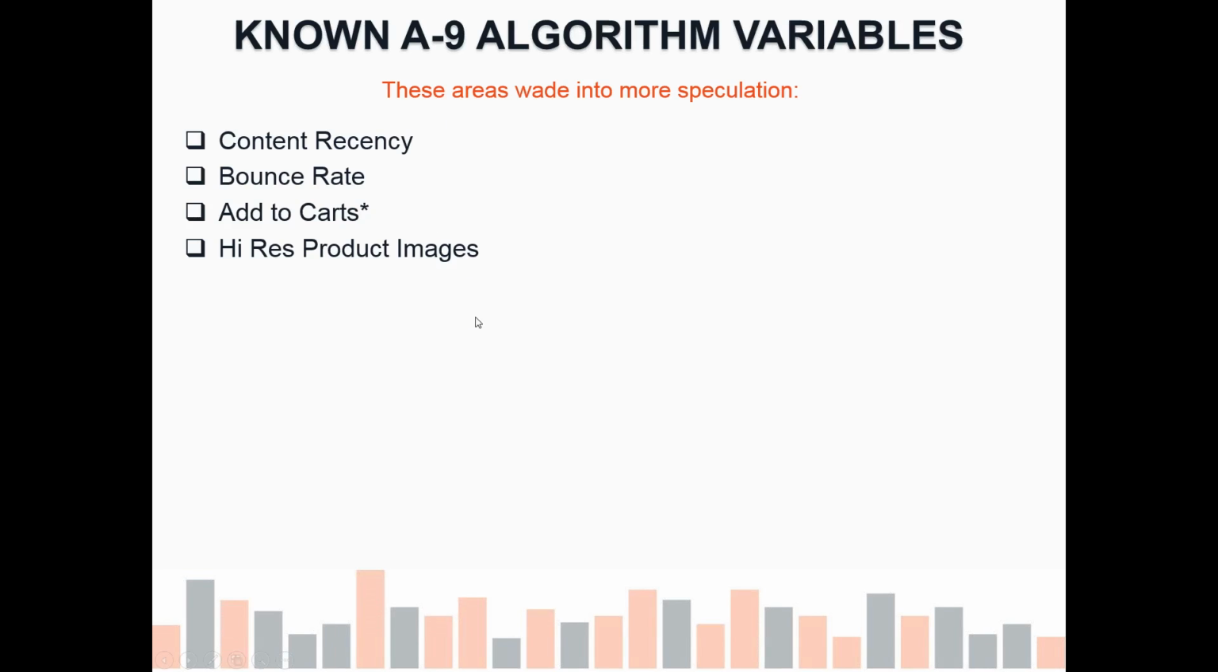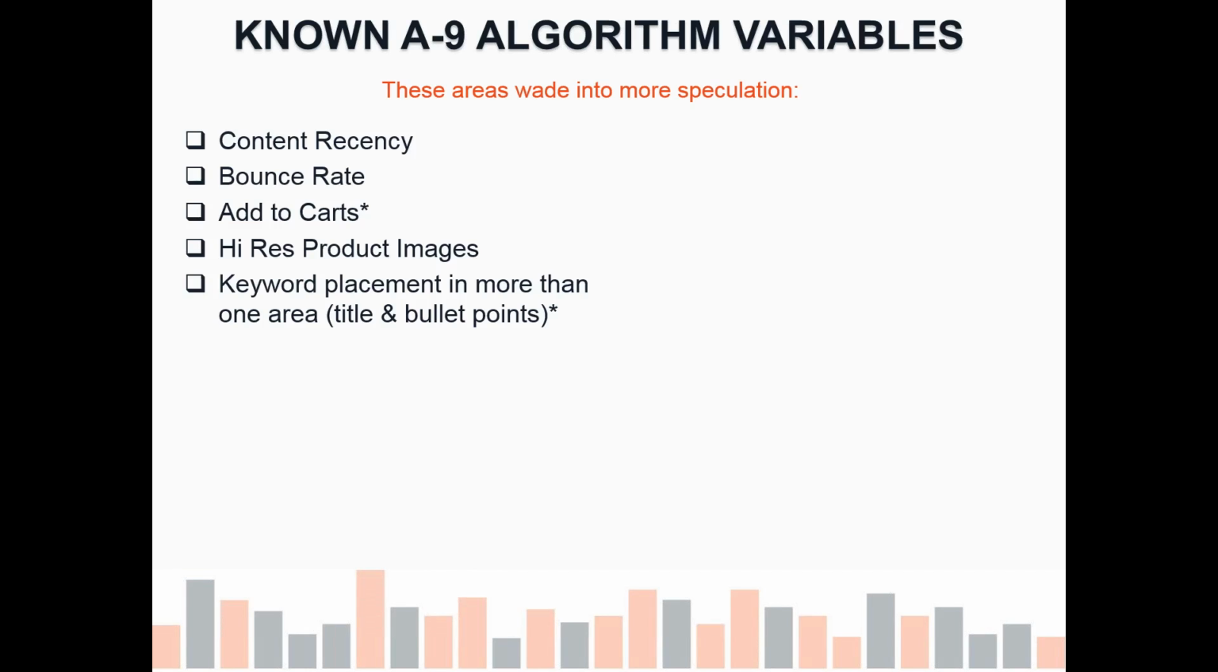High-res product images. Now, this one is more of a chicken and egg type of variable because you would expect that if you have high-res images, then your product will naturally convert better, and we know that conversion definitely falls into the ranking algorithm, so that's why that's placed here.